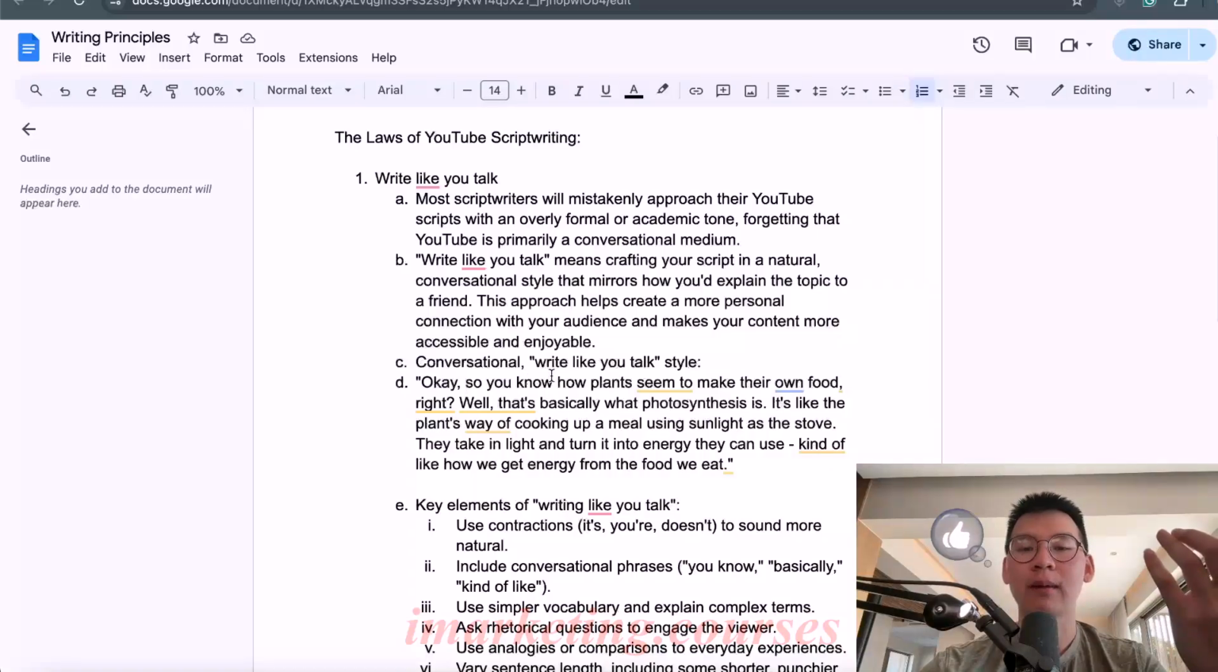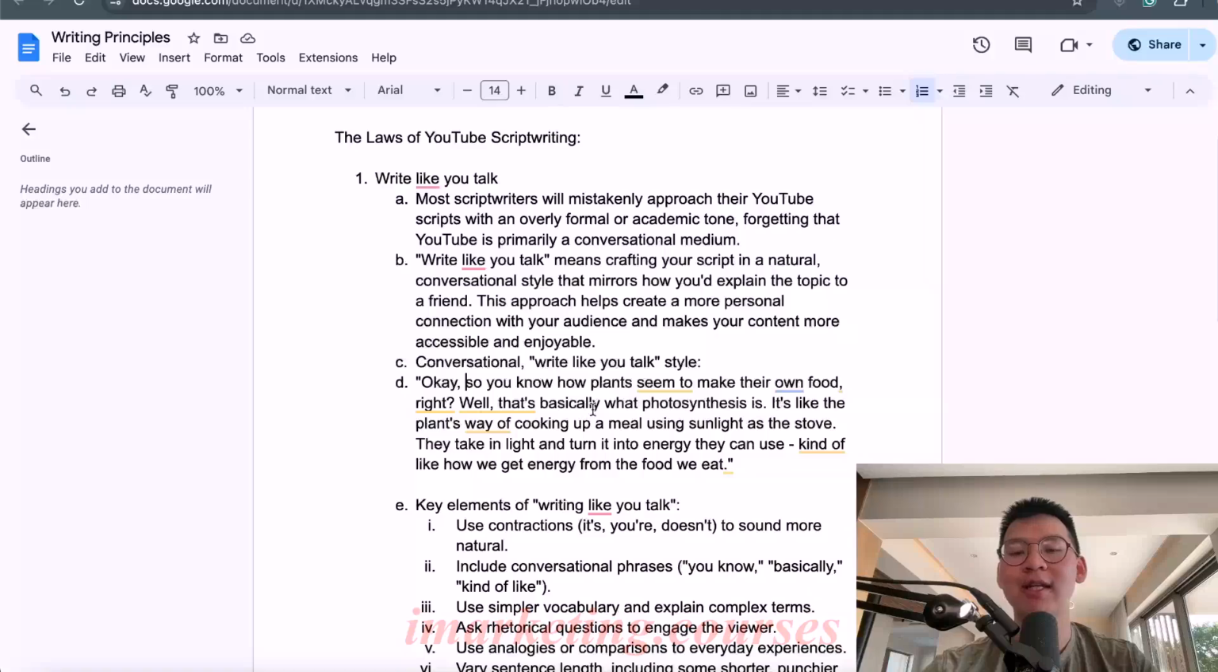Okay, so you know how plants seem to make their own food, right? Well, that's basically what photosynthesis is. It's like the plant's way of cooking up a meal using sunlight as a stove. They take in light and turn it into energy they can use, kind of like how we get energy from the food that we eat. So this is a very conversational style of writing, right? It's not robotic. It's not like you're writing an essay. It is very obviously something that you could say at a dinner table, right? You want to make sure that the writing is very conversational.